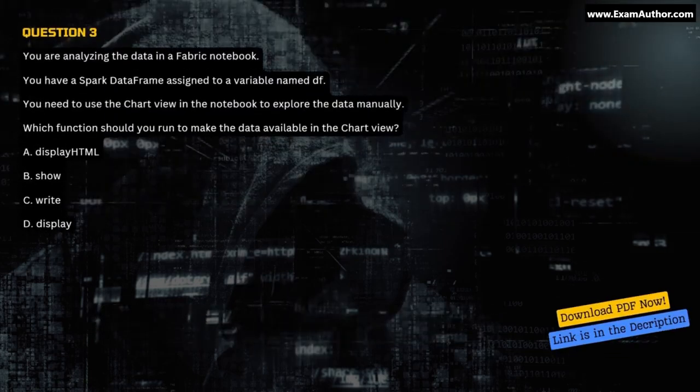Question 3. You are analyzing the data in a Fabric notebook. You have a Spark DataFrame assigned to a variable named df. You need to use the chart view in the notebook to explore the data manually. Which function should you run to make the data available in the chart view?